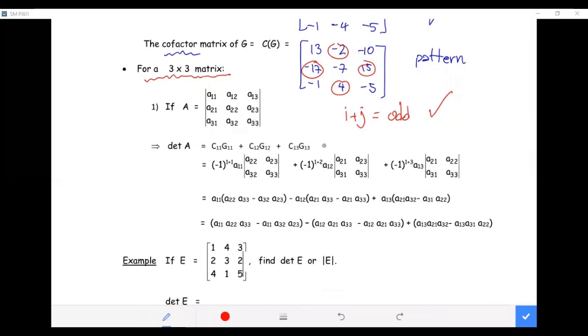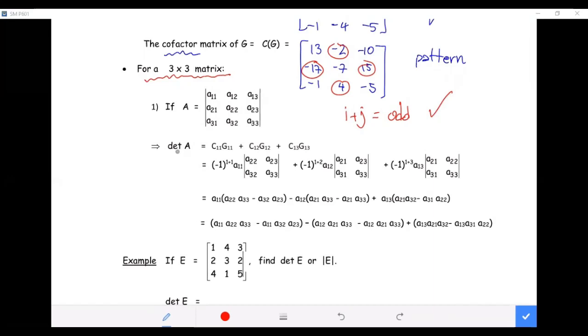Step number one, you choose the row or the column that you like. If you choose row one and you don't like it, you can choose row two, or row three. But if you hate the word row, you can go with the column: column one, column two, or column three. Choose the one that you like, but you cannot choose diagonally. You have the option: choose the row, or choose the column. And then you go for it.